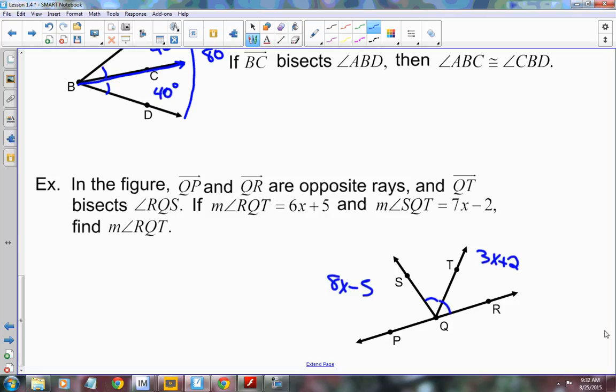Now, what am I going to have to do here, though? This is equivalent to this one? Yeah. So we know that these two are both 3x plus 2. So do all three of these have a relationship? Yes, they're equal to 180. What I'm going to do is I'm going to double the 3x plus 2, plus the third angle, which is 8x minus 5, and then I'm going to set it equal to 180. And then from there I can go and find x.